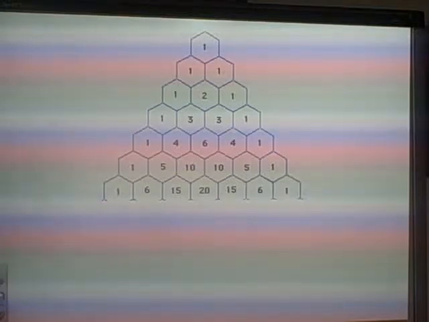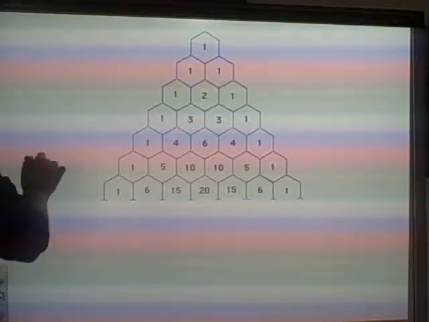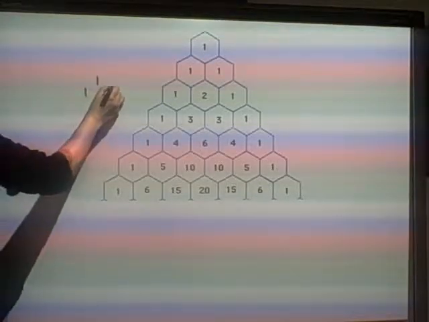And we're actually going to use that to help us find the answer when we need to do the binomial expansion. So make sure you know how to write out the first few rows. You don't necessarily need to put the hexagons around it.